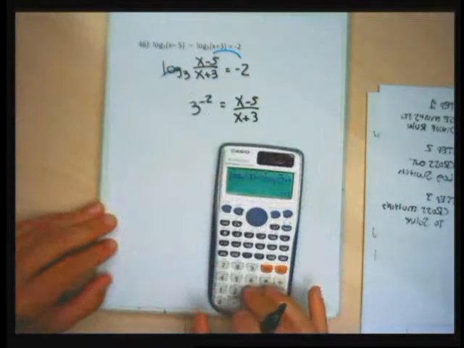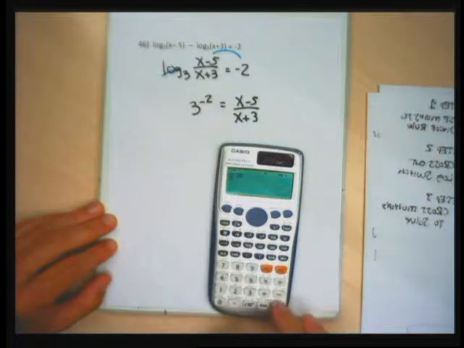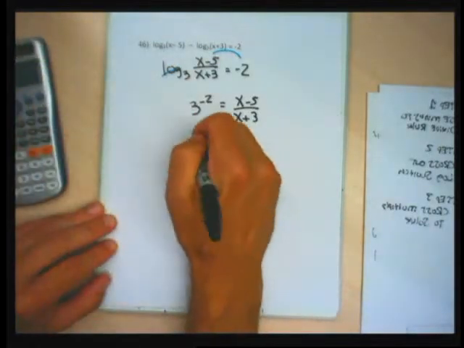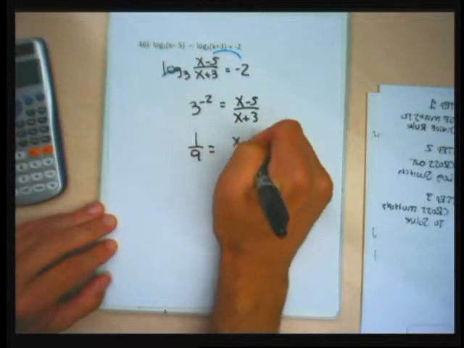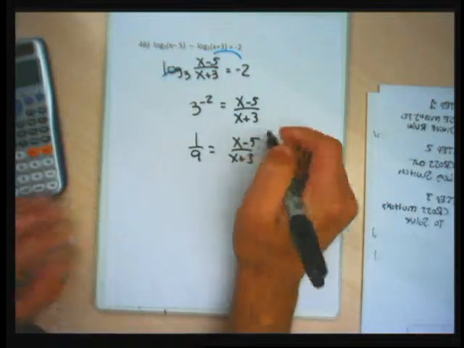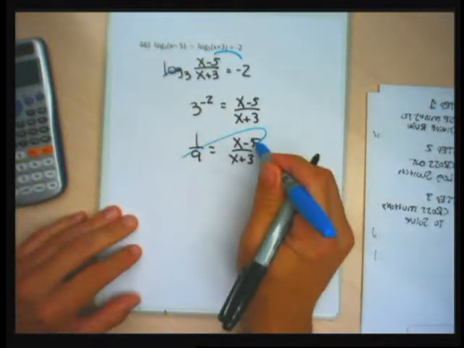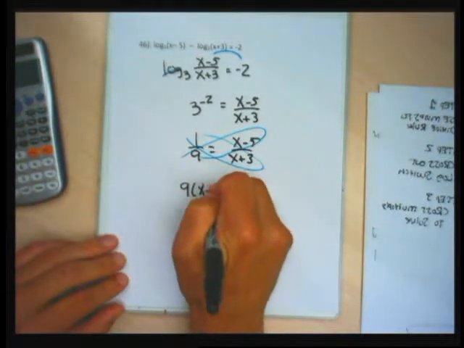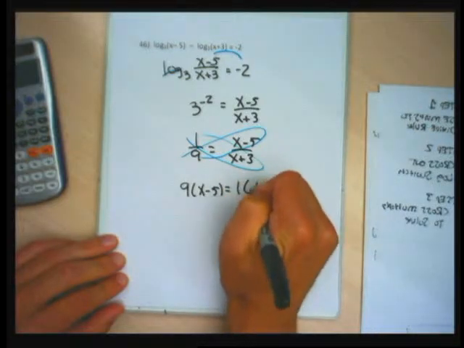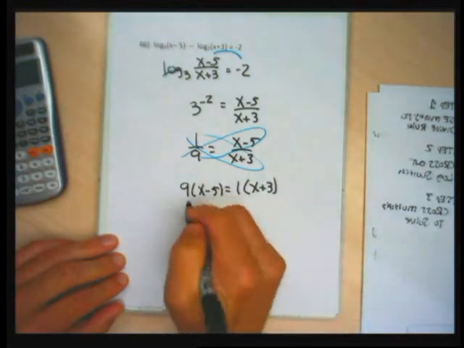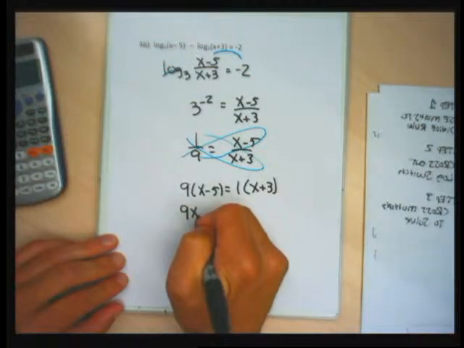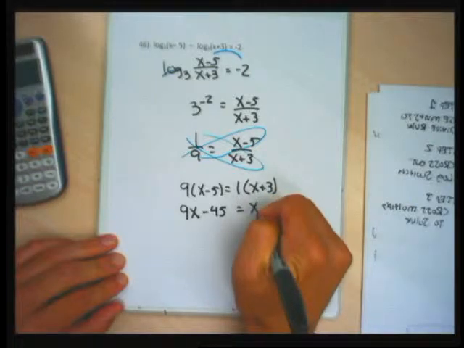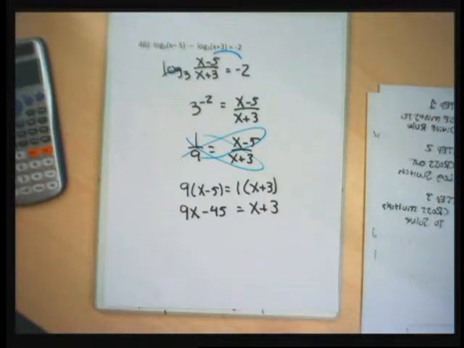Let me clean up that 3 to the -2 power. 3 to the -2 power is 1 over 3 squared, which comes out to be 1/9. So I get 1/9 equals x minus 5 over x plus 3. Solve by cross multiplying. Gives me 9 times x minus 5 equals 1 times x plus 3. 9 times x minus 5, I multiply the 9 times x and the 9 times minus 5 and get 9x minus 45. And on the other side, 1 times anything is itself.